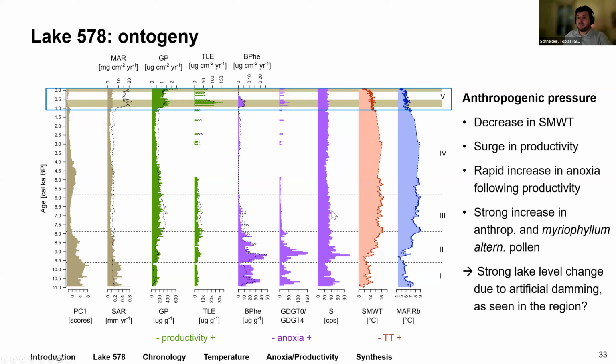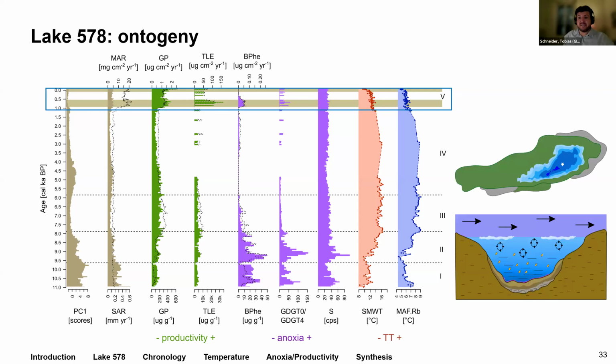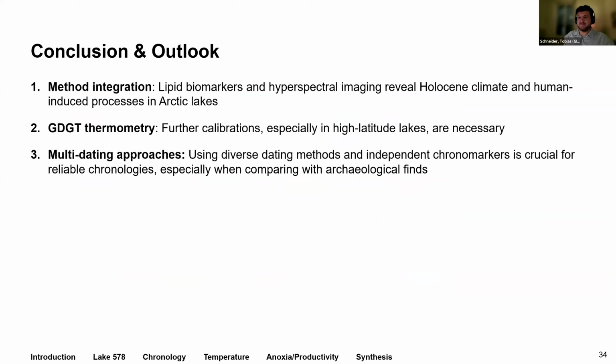And that's possibly due to artificial damming, because in neighboring areas, they found during archaeological surveys that Norse people actually altered lake levels. So the lake was probably very small, and then they started flooding it, and that would also explain this large area of relatively shallow water. So to sum up, what did we learn from this study?